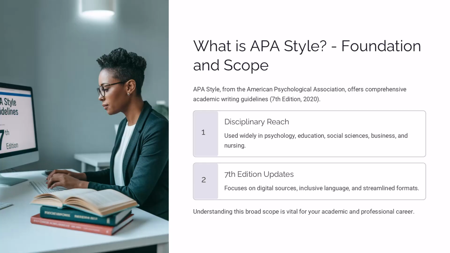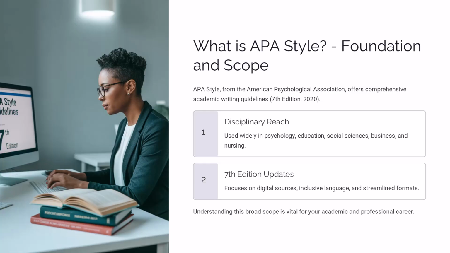We're working with the 7th edition of the APA Publication Manual, published in 2020. This is the most current version and includes important updates for digital sources, inclusive language practices, and modern research methodologies. The 7th edition reflects the evolution of scholarly communication in the digital age, while maintaining the core principles that made APA style the gold standard for academic writing.